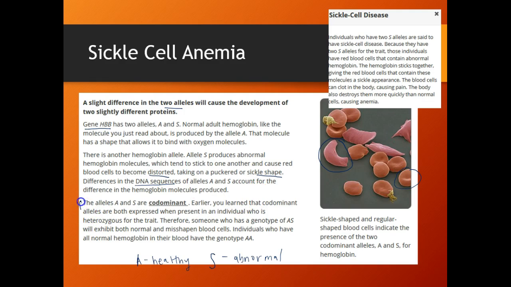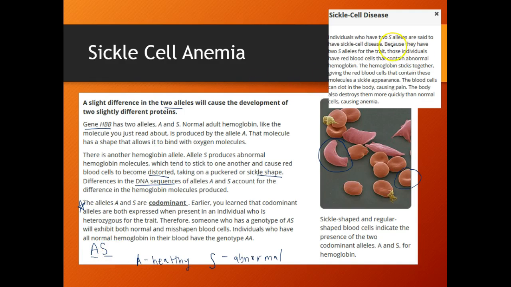So one really interesting fact is that the alleles A and S are both dominant. Okay, so we call that codominant. So what that means is that if someone was heterozygous, meaning that they had both of these alleles, so their genotype would be something like AS, they would have both healthy and abnormal hemoglobin, or blood cells. And so what that means is that if you have even just one abnormal allele, you still will have that phenotype as well. So you'd have both of them.